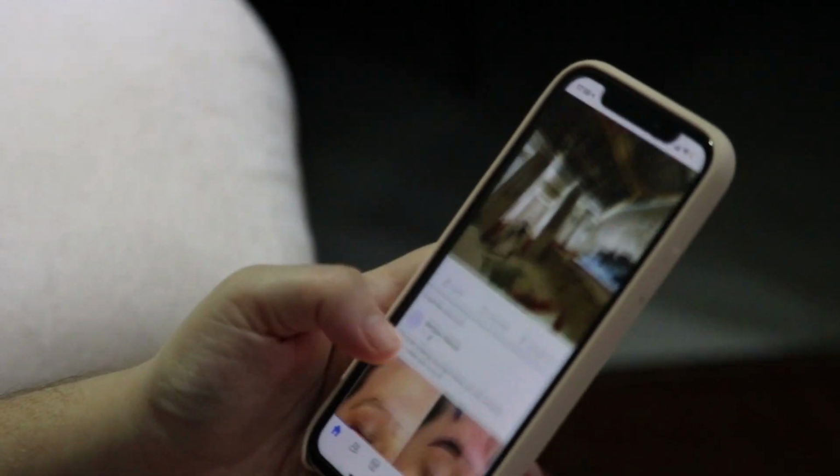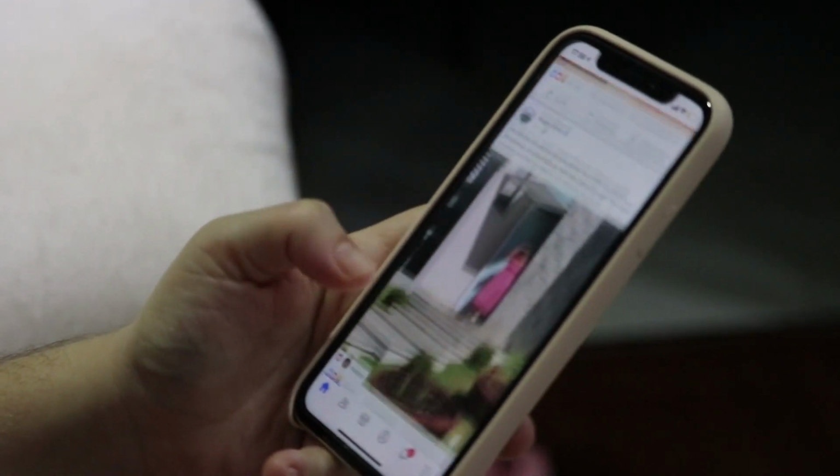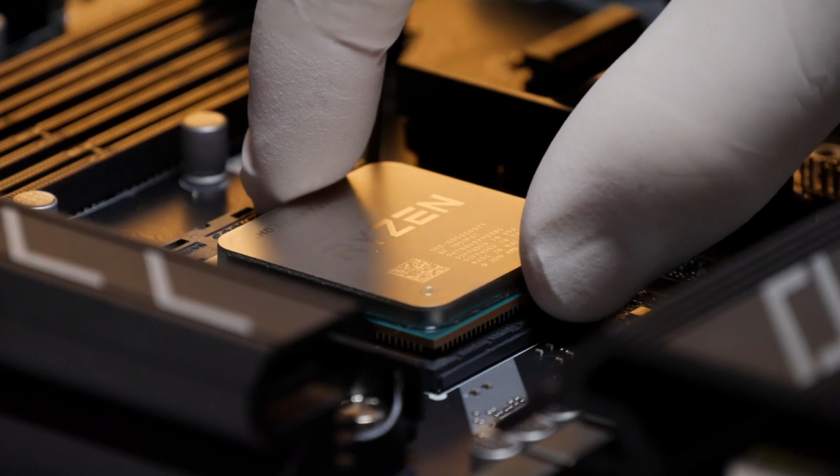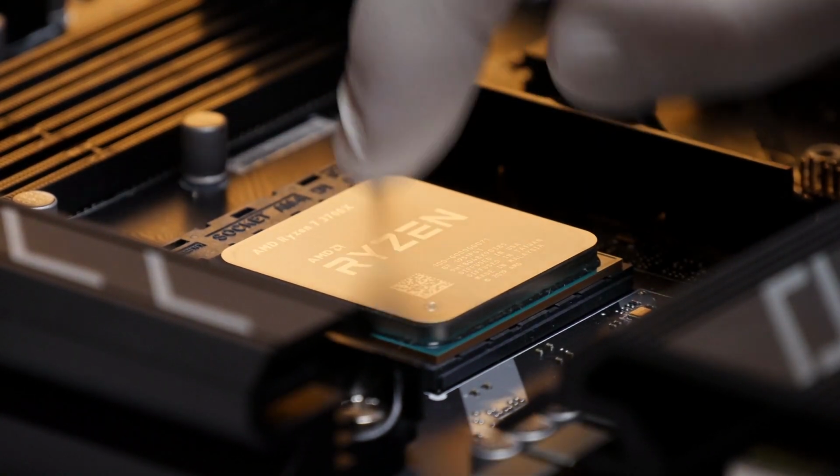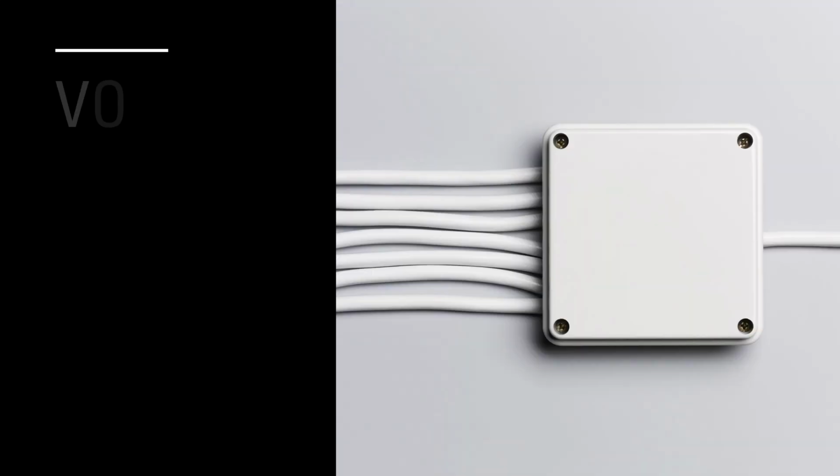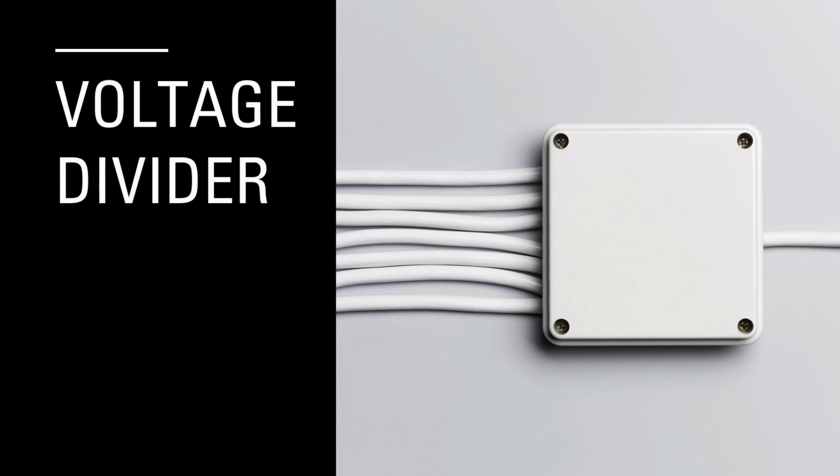Have you ever wondered how your phone sensors, volume knobs, or microcontrollers get exactly the voltage they need, not too high and not too low? That's all thanks to one of the simplest and most powerful circuits in electronics called the voltage divider.